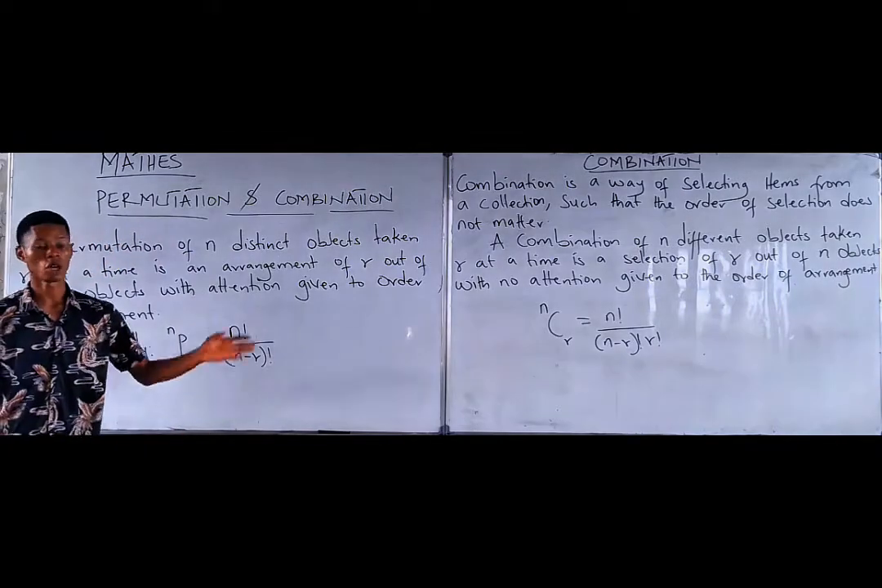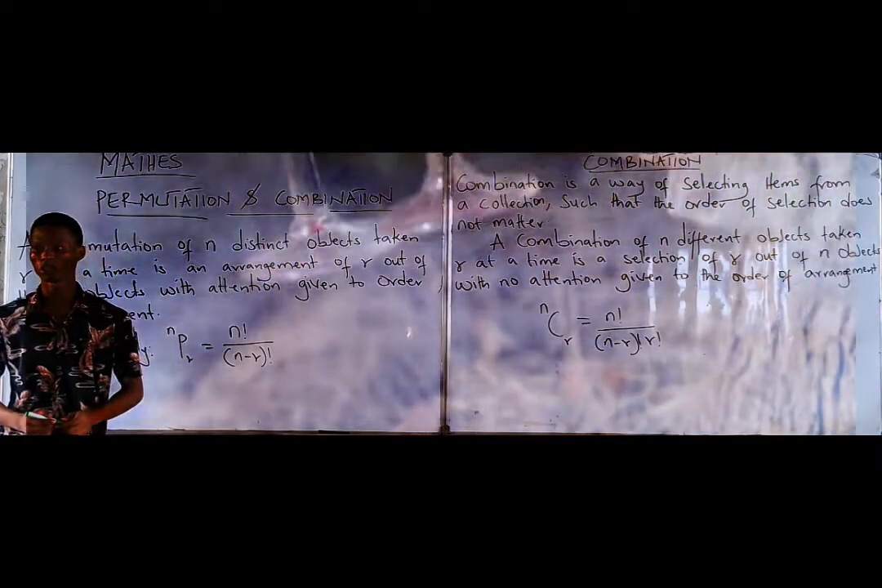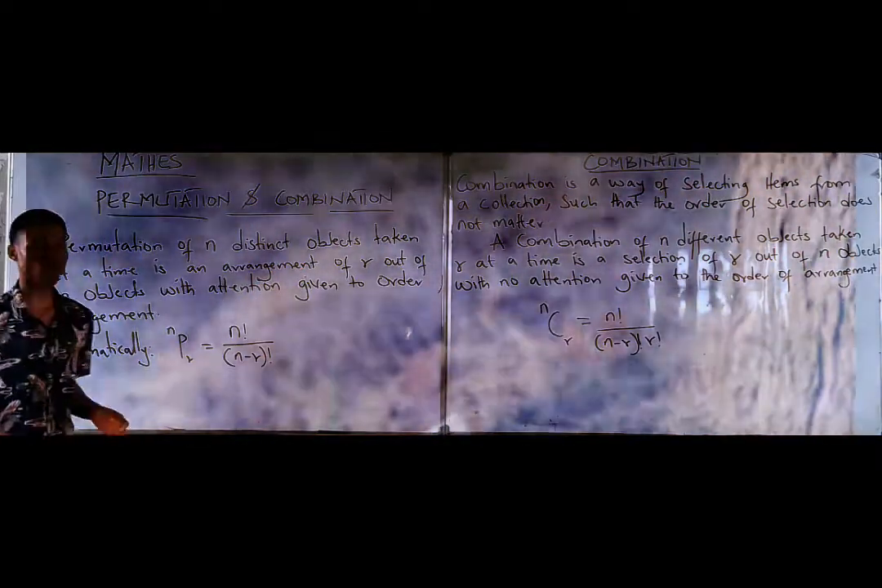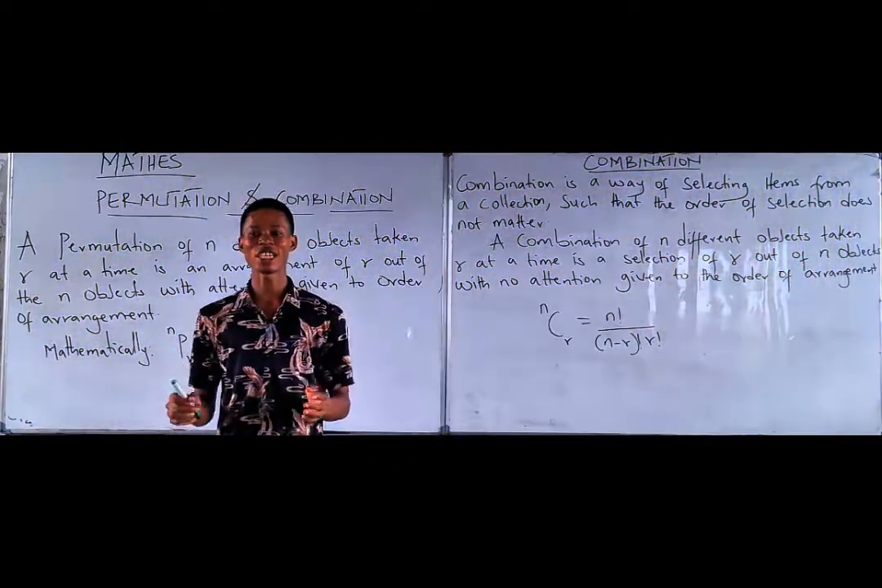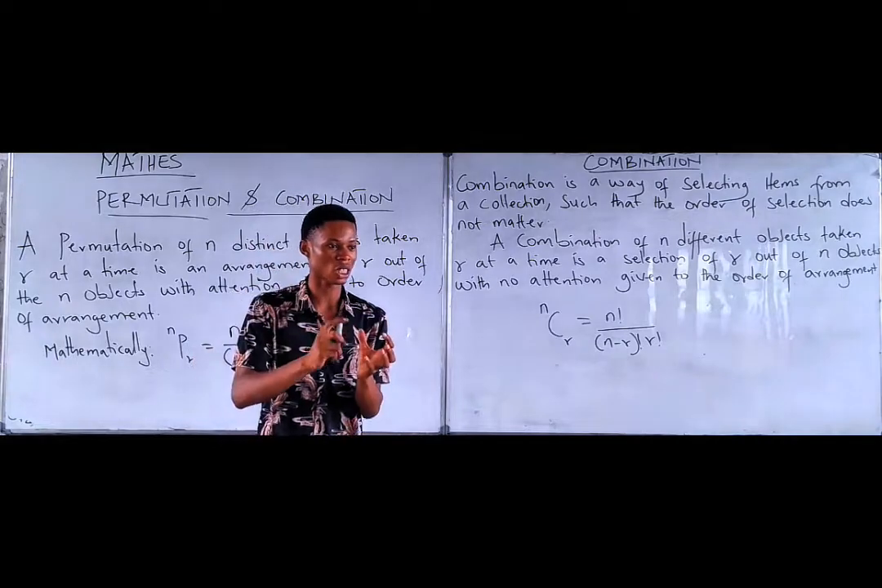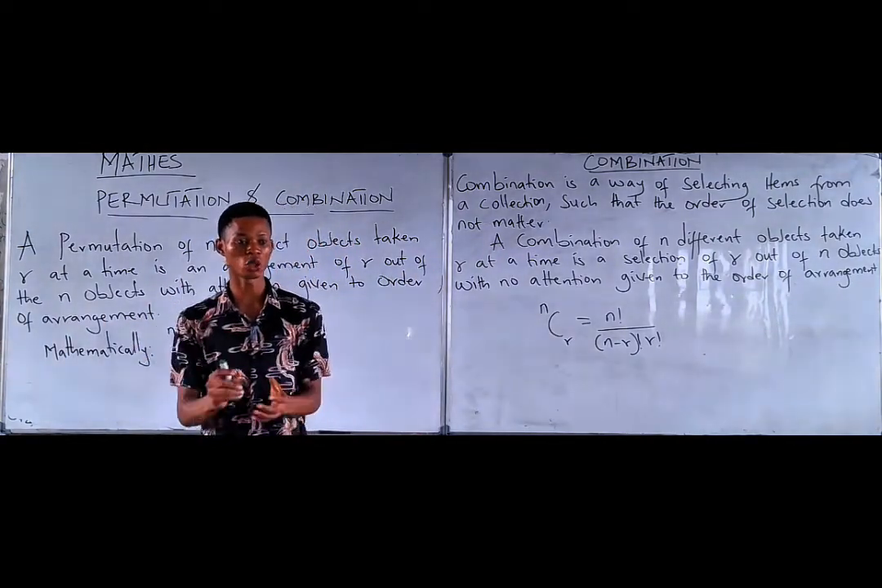So today we'll be talking about permutation and combination. When we talk about permutation and combination generally, we are looking at a way of arranging objects from a given set.